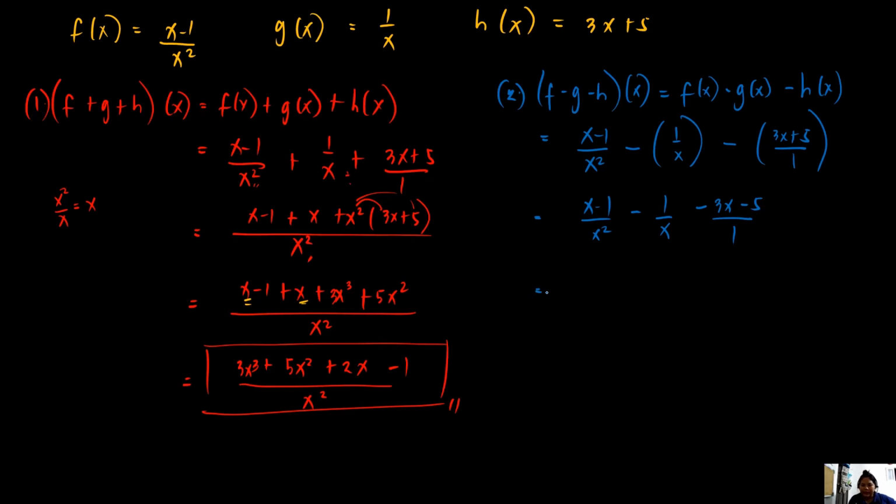Okay, then let's get the LCD, which is x squared. x squared, since same na sila, copy na lang natin class. Then x squared divided by x, we will have x times 1, we will have negative x. x squared divided by 1, the answer is x squared. Okay, so since negative yan, negative x squared times 3x minus 5. Okay.